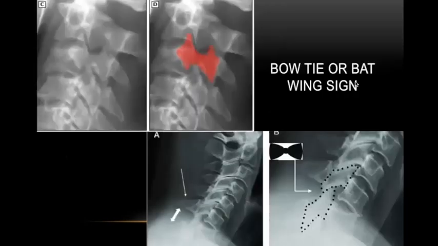Alright, so this is the bow tie or bat wing sign. Okay, you can see here. Ni kan, dia dah macam jadi bat wing appearance. Okay, dia dah lock dekat situ, this one and this one. So macam a bow tie appearance or a bat wing appearance.